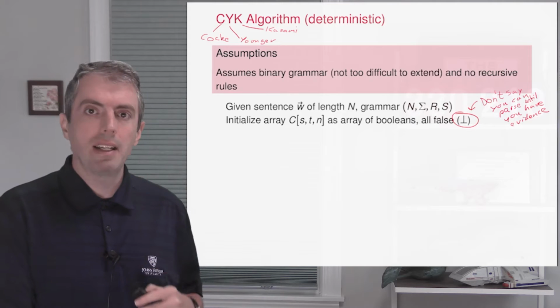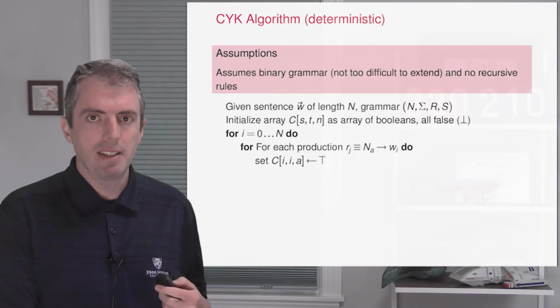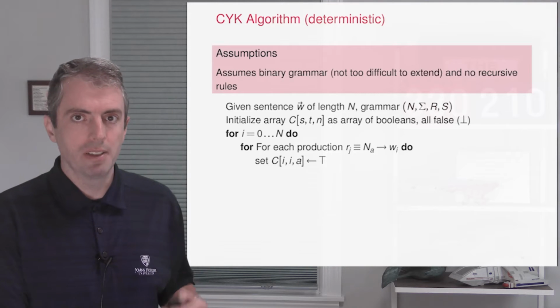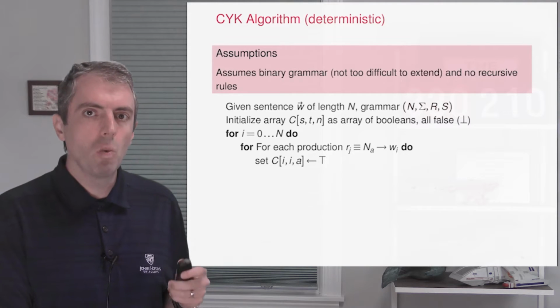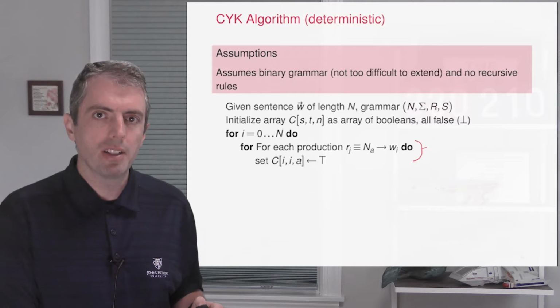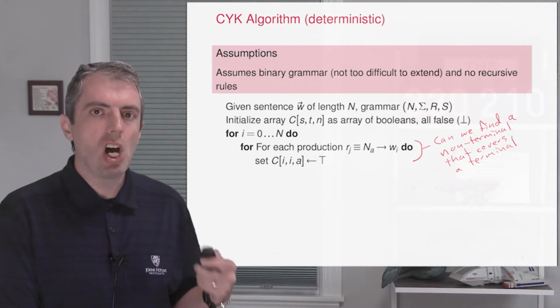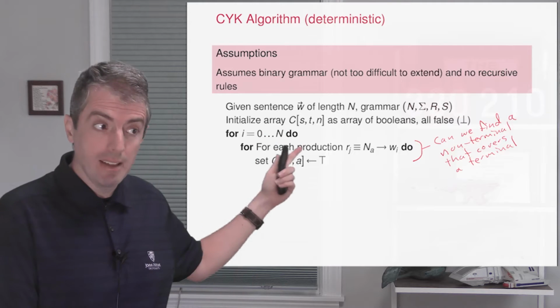As with most dynamic programming, you need to have a base case. The base case for parsing is the singleton span. For each individual word in our yield, is there a production that produces that word? In other words, do we have a non-terminal that goes to this terminal?